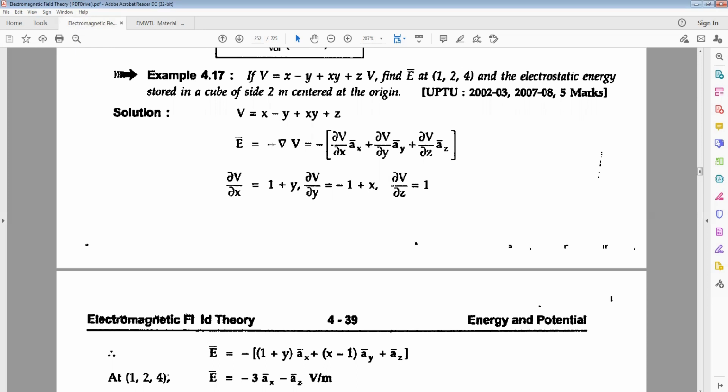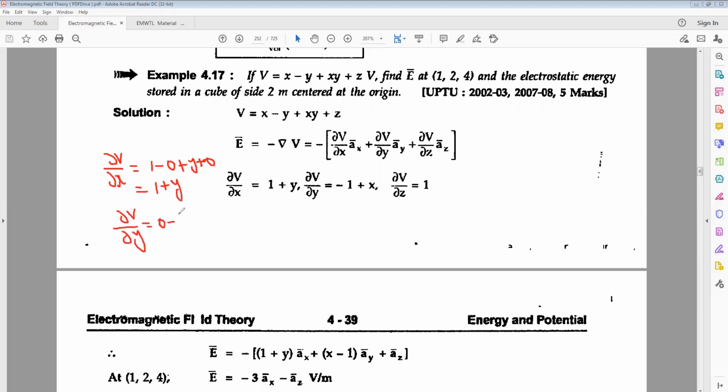First we can find E bar is equal to minus del V. In the Cartesian coordinate system, given the point is at 1, 2, 4, dou V by dou x. First of all, we apply the derivative with respect to x for the given V: 1 minus 0 plus y plus 0. So 1 plus y is dou V by dou x. And dou V by dou y is equal.